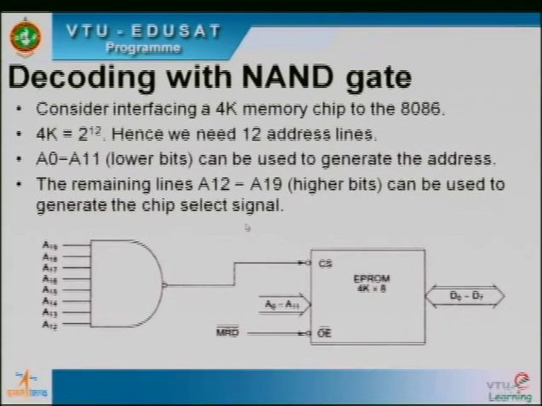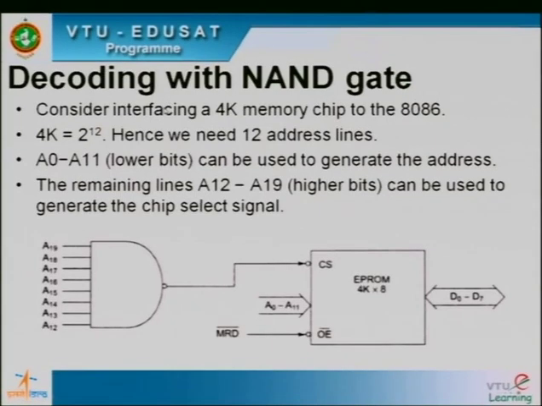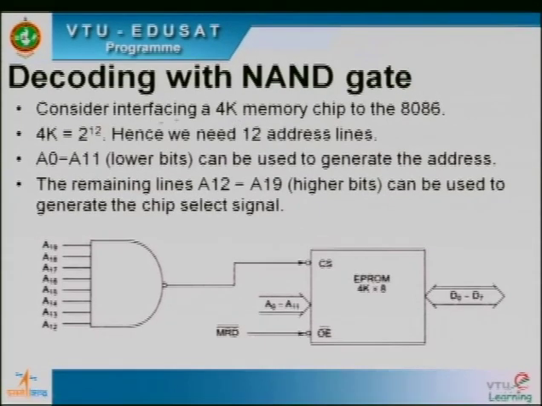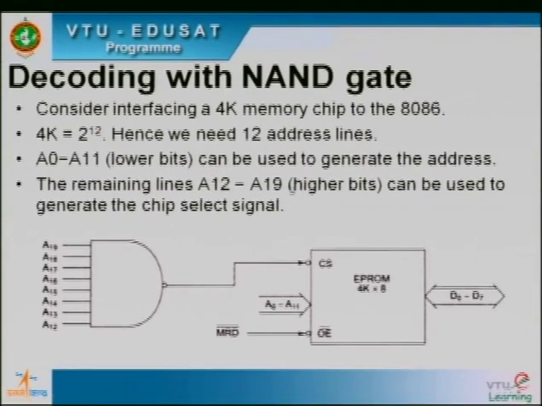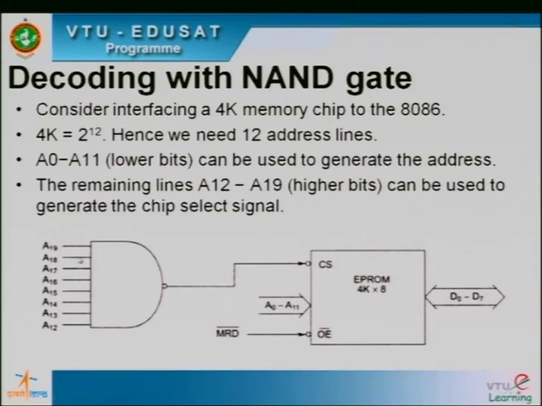We'll take a specific example once again. How do we decode with a NAND gate? This example interfaces a 4K memory chip to the 8086. Since it is 4K, 2 to the power 12, we need 12 address lines. And what are the 12 address lines? A0 to A11, the lower bits, and the remaining lines are A12 to A19. These are given to a NAND gate, and the output of the NAND gate is given to the chip select. So this is your EEPROM.